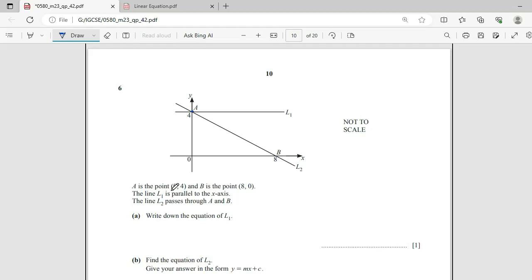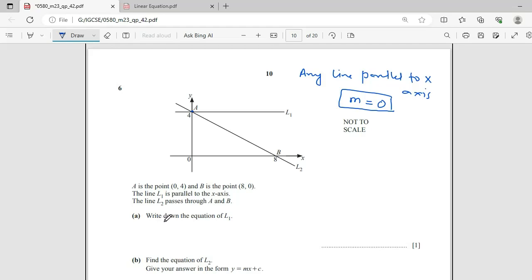Now the line L1 is parallel to the x-axis. Any line which is parallel to the x-axis has a gradient, or slope, that is always 0. In that scenario, we can say the gradient of that particular line is always 0. Now L2 is the line which is passing through A and B.